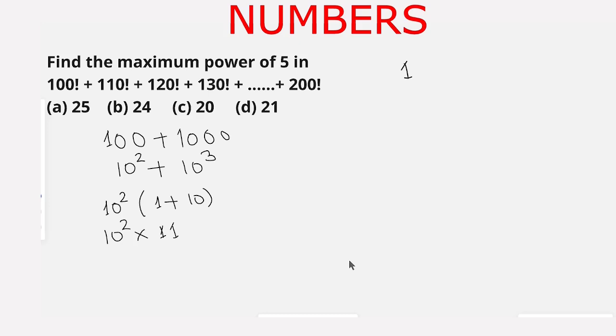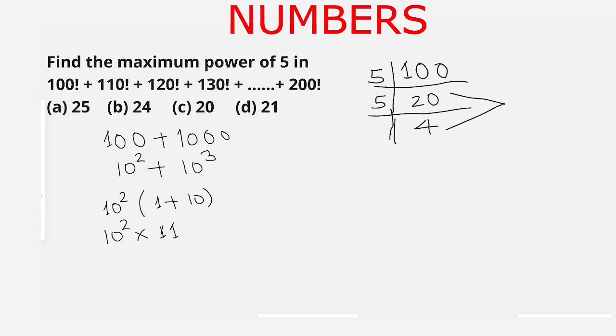So we will divide 100 successively by 5 to find the maximum power of 5 in 100 factorial. 5 divides 100 for 20 times. We again divide 20 by 5, and it is 4. Now 4 is not further divisible by 5. So we add these two quotients. First quotient is 20 plus second quotient is 4, and that is 24. So the maximum power of 5 in 100 factorial will be 5 to the power 24. So the power asked is 24.